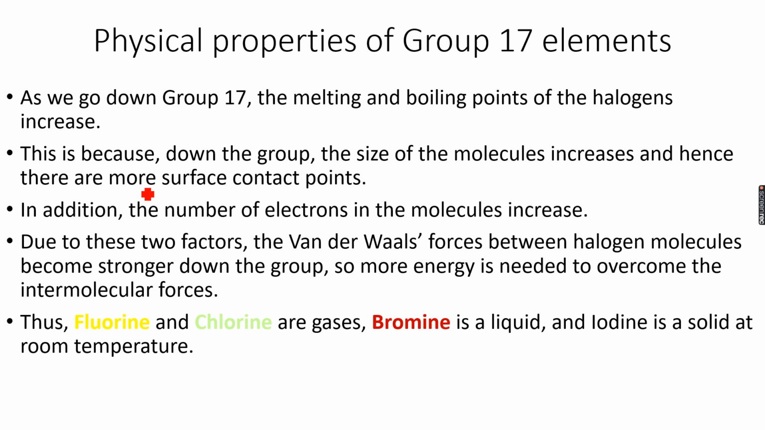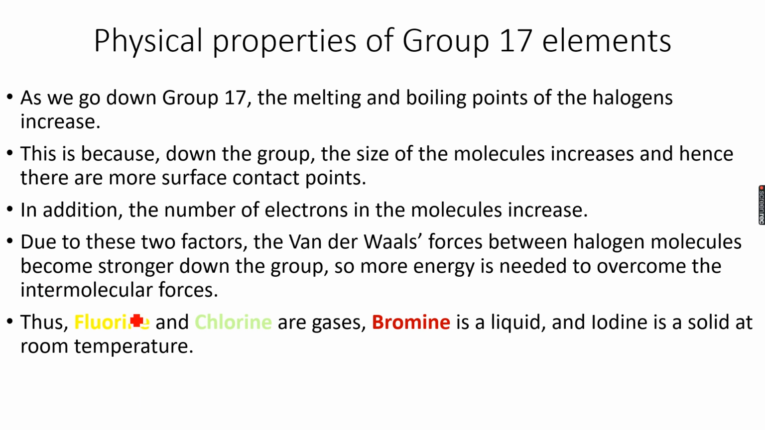So because the number of electrons and the number of surface contact points are increasing, both these things result in stronger van der Waals forces between the halogen molecules, and because the van der Waals forces become stronger, we need more energy to overcome them. And as we need more energy, the melting points and boiling points are higher. And that's why fluorine and chlorine are gases at room temperature, because the melting and boiling points are very low. Bromine is a liquid at room temperature, and iodine is a solid at room temperature.